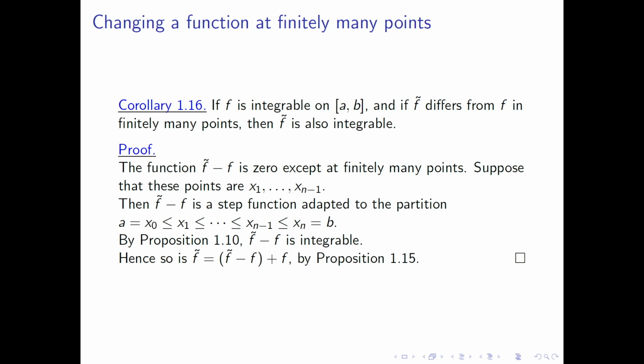So f, we're assuming, was integrable. This step function in brackets is integrable. So by what I've just proved, their sum is integrable. And their sum is this new function f tilde. And its integral is just the sum of these two integrals, which was 0 plus the integral of f. So we're done.